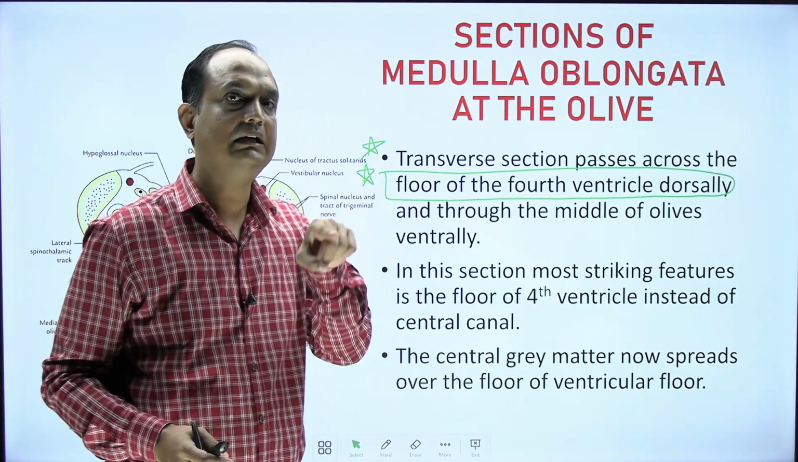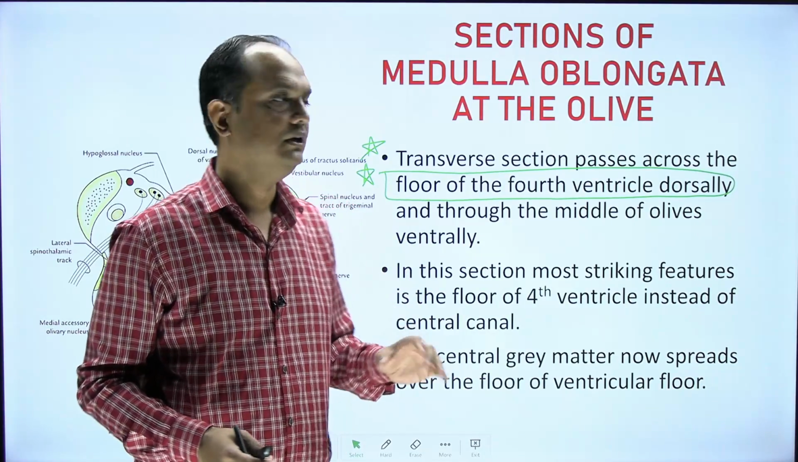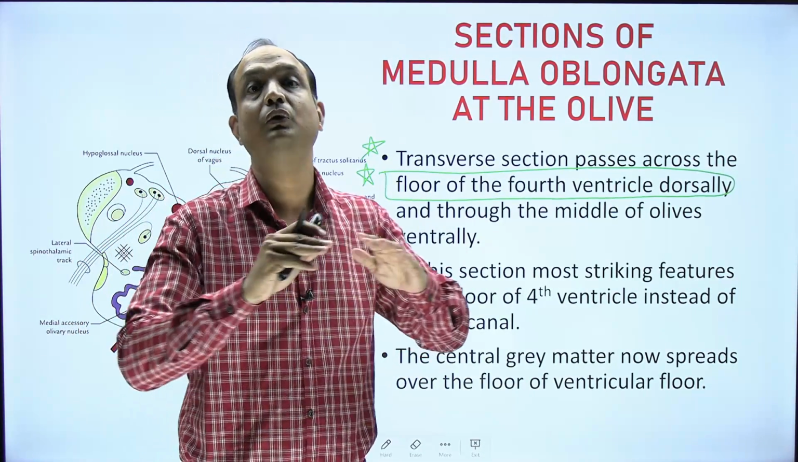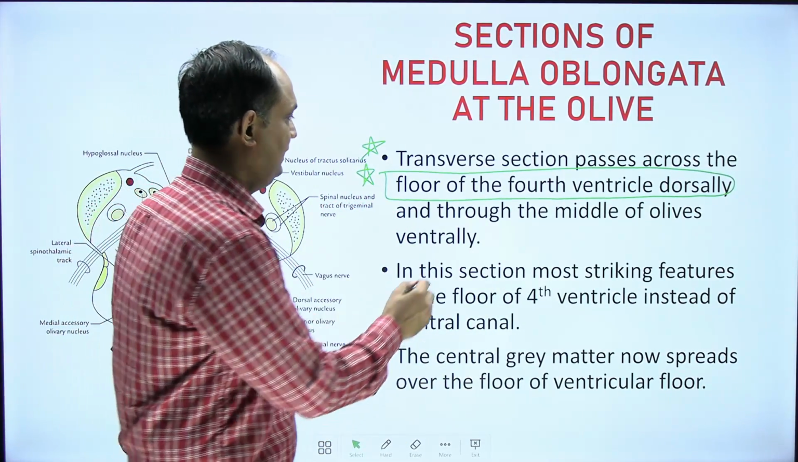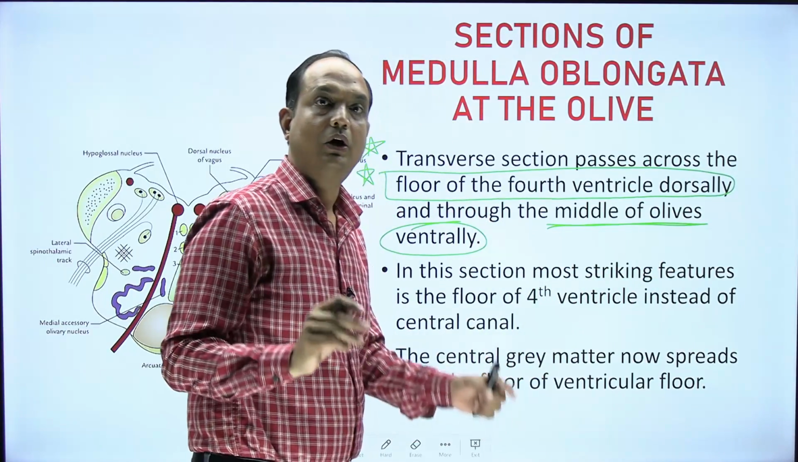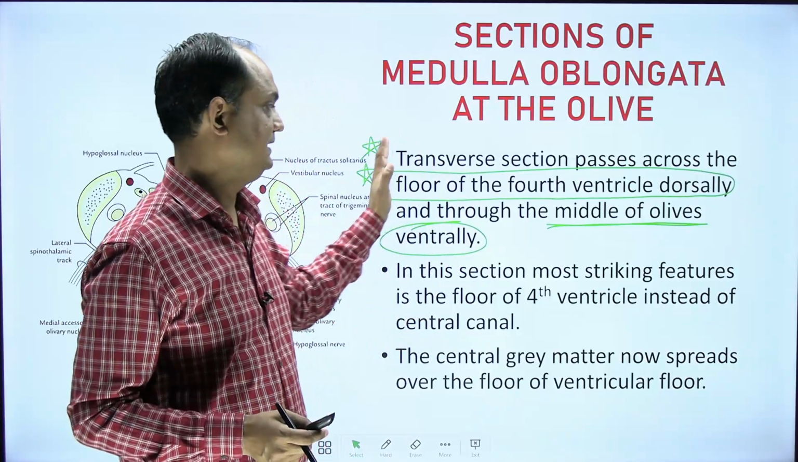You will find the central canal present in the sections of pyramidal and sensory decussation, whereas here you don't have the central canal. Rather, here you will find the floor of your fourth ventricle. And the second thing is that when you look ventrally, you will find the olive. So the olive is a very prominent and pronounced feature of this section.